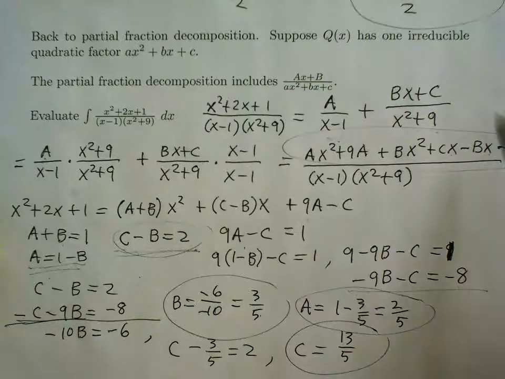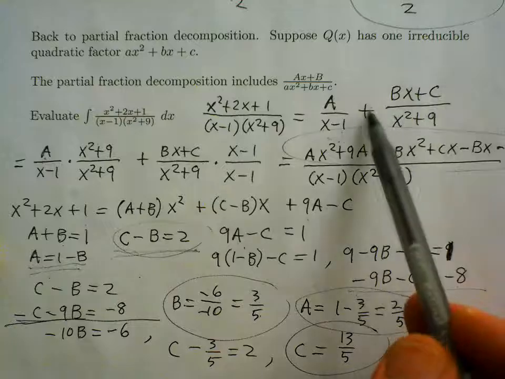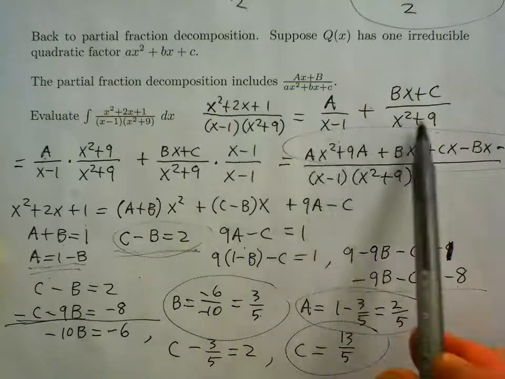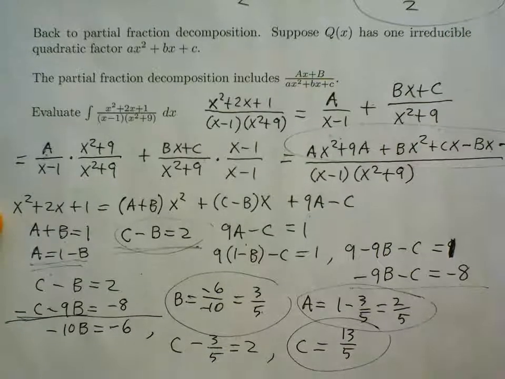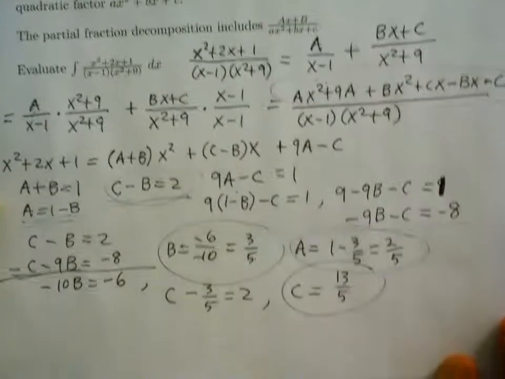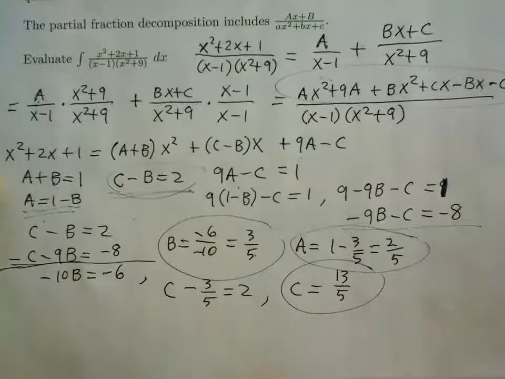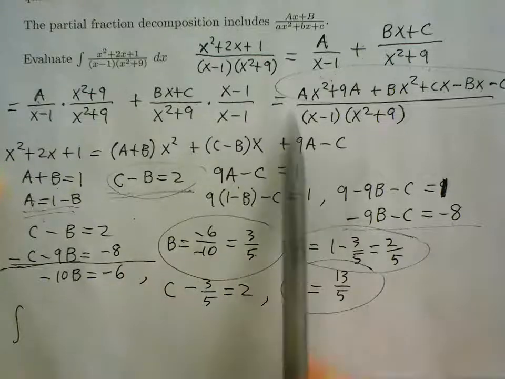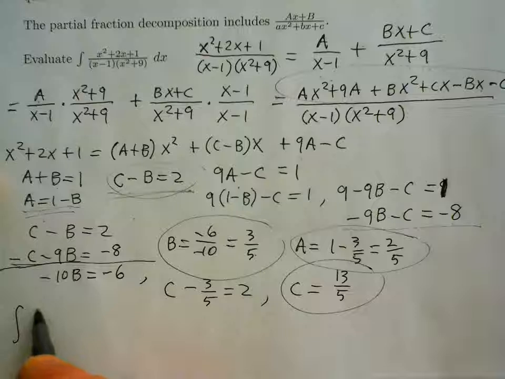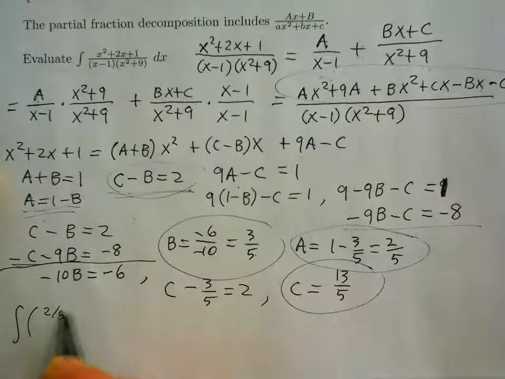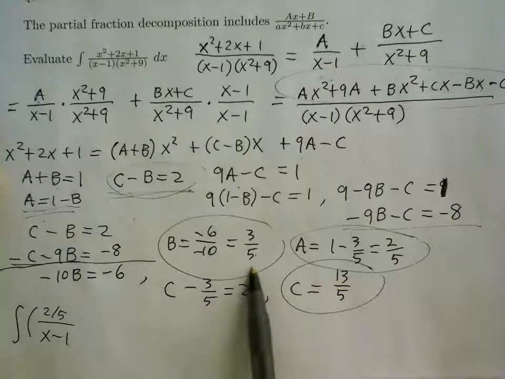Okay, so we can write the integral, where the integrand is a sum of the two simpler fractions using A, B, and C. So we'll do that in the next step. So A over x minus 1, I'm going to replace A with 2/5 over x minus 1. And then the value of B is 3/5.